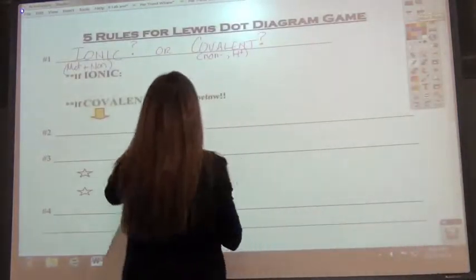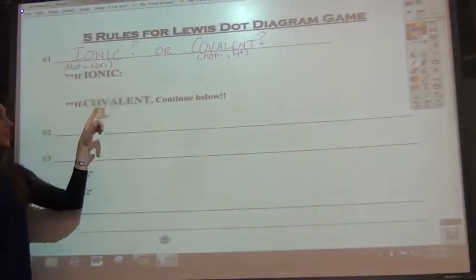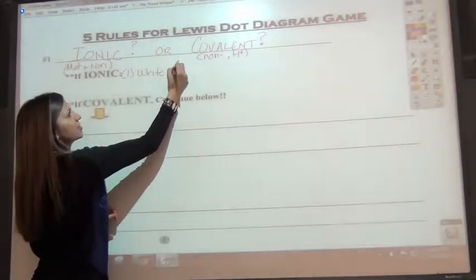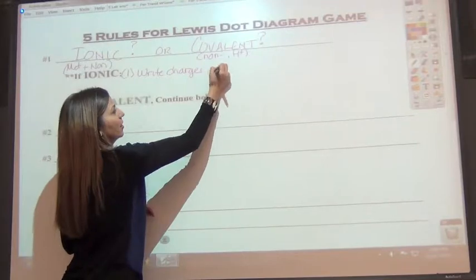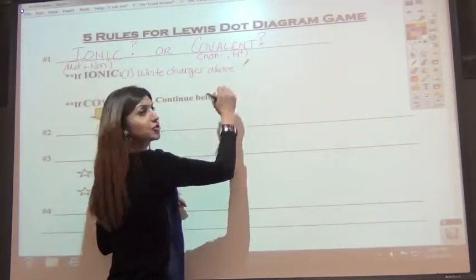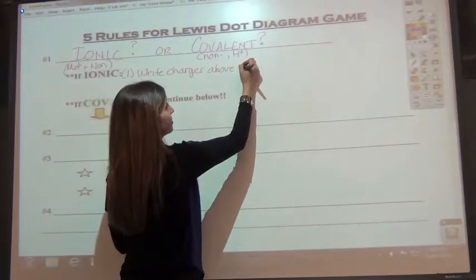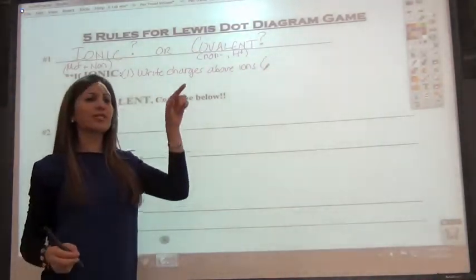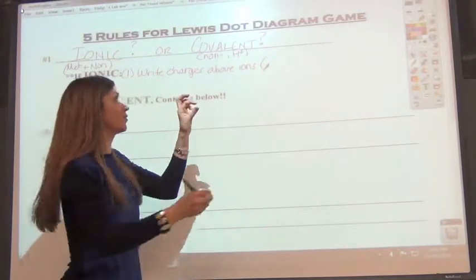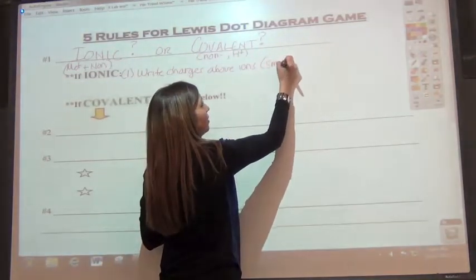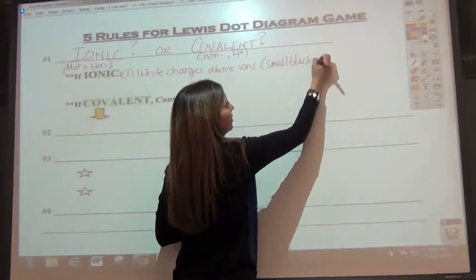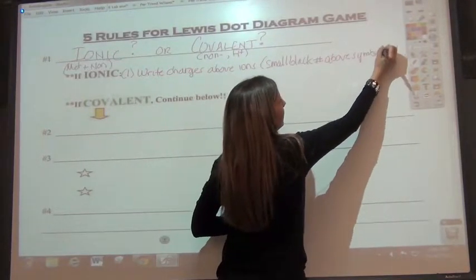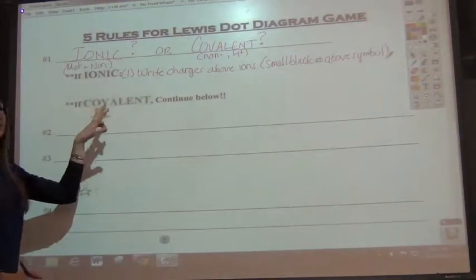All right. So if it's ionic, step number 1 is we're going to write the charges above each of the ions. And where are you supposed to get the charges from? Well, you look at the periodic table and you look at the small black number above the symbol. Okay, so you're going to write your charges.